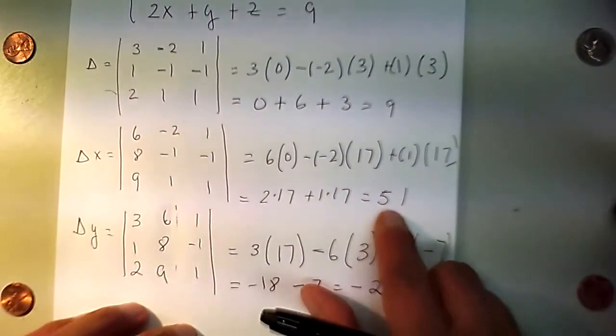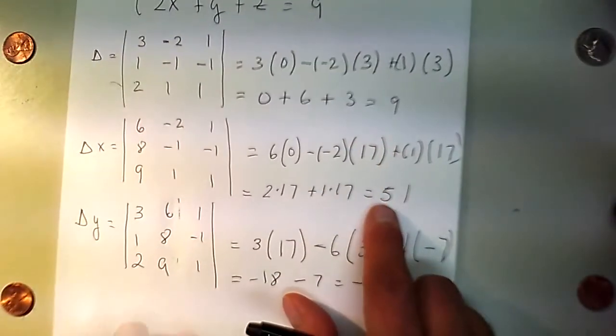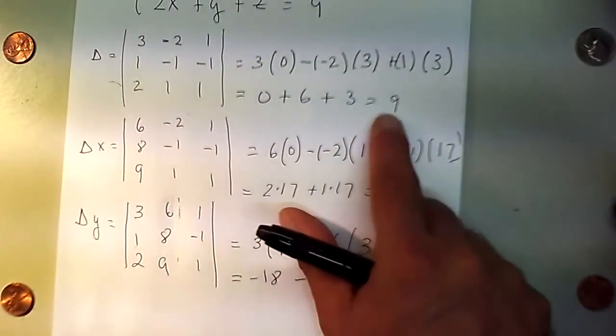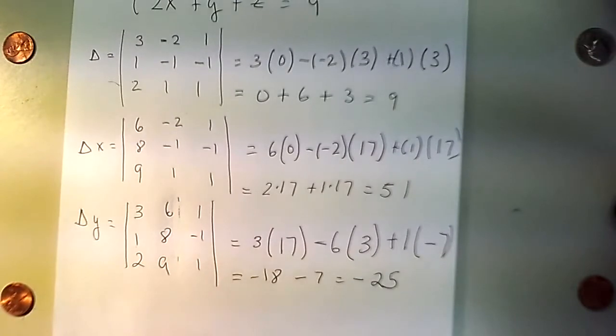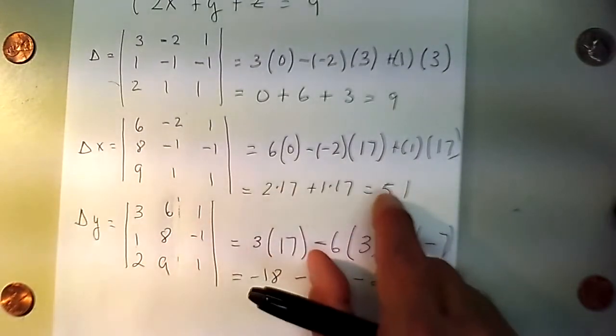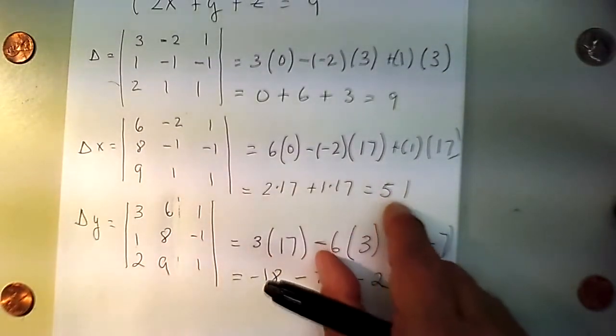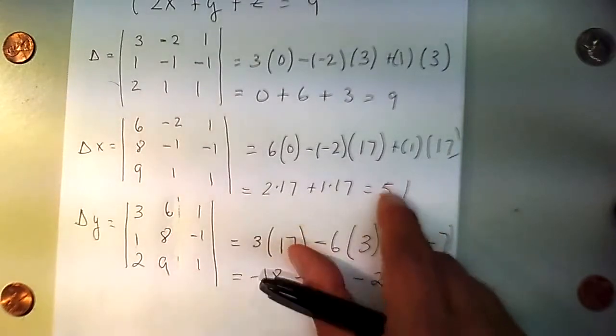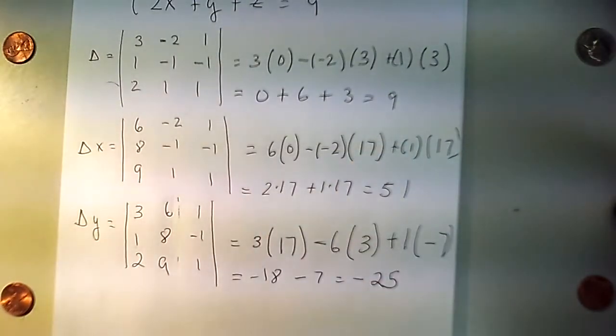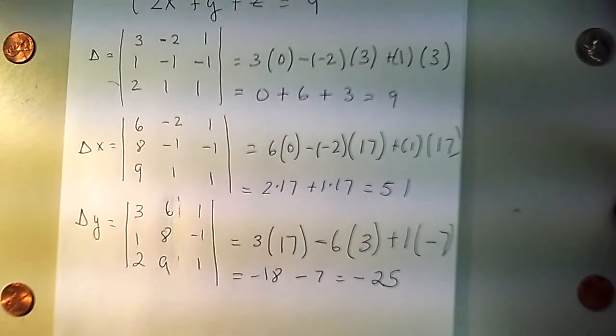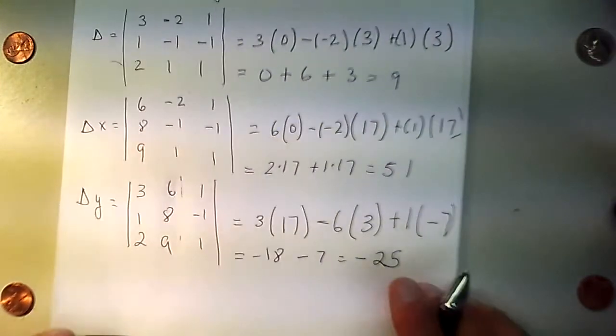Oh, by the way, 51 over 9, I just realized right now, it does simplify. 51 over 9 is 17 over 3, because the 3 goes into 51 17 times. So we have to simplify that when we present our solution.